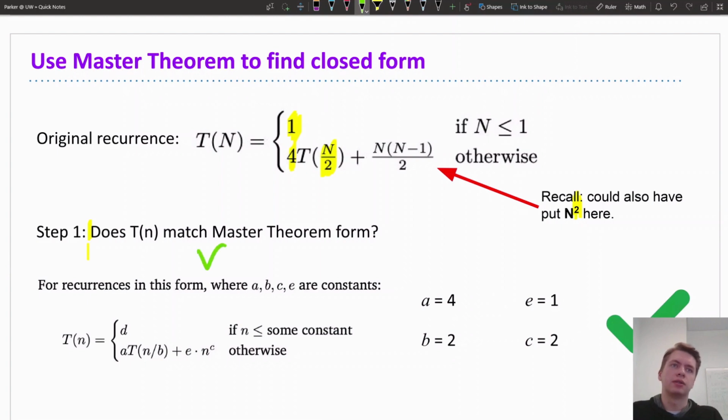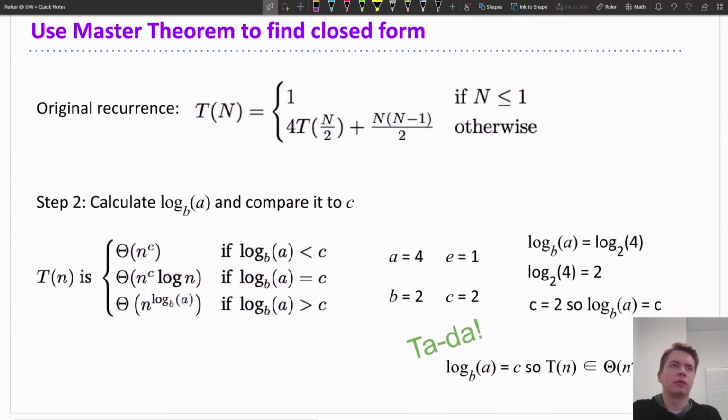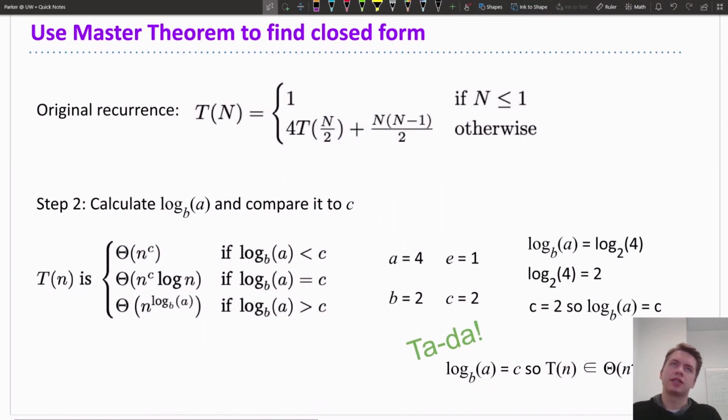Once we can verify that our recurrence matches the master theorem, the next step is to identify our a, b, and c. So looking at our recurrence, right off the bat, we see that our a is 4, our b is 2, and our c is 2, just because we can simplify this to n squared and get the 2 from there. And these values are conveniently written down on the slide.